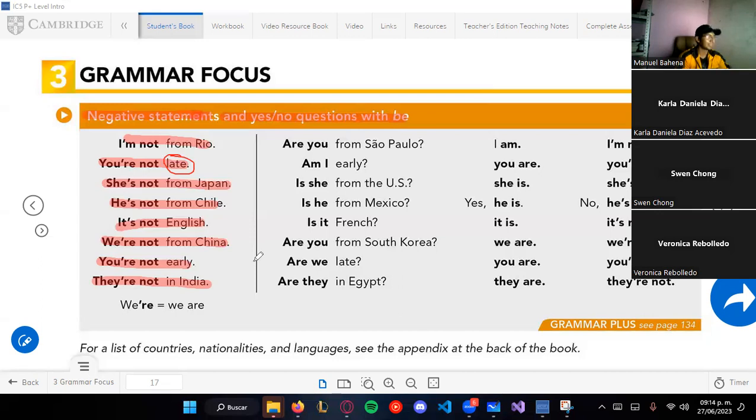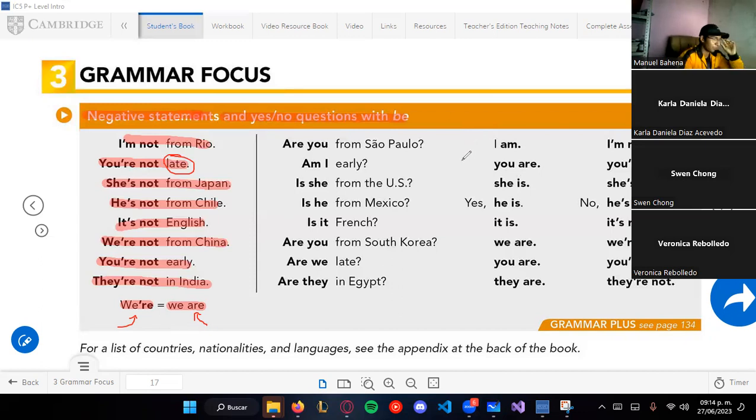They're not in India. Excellent. And well, finally, it says here, we are. Yes. Here's the part with contraction. Esta es la forma con contracción. And this is the complete part. Esta es la parte completa, without contraction, sin contracción. Okay? Yes, teacher. Perfect.